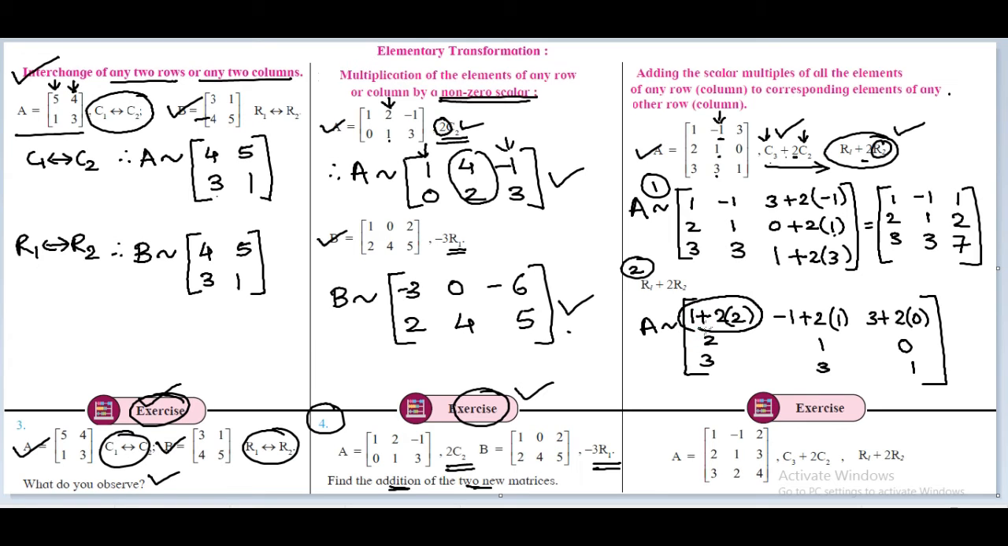So here it will be 5. Here it will be 1. And here it will be 3. I don't have a place to write over here. So you just write down the final matrix. That is 5, 1, 3, 2, 1, 0, 3, 3, 1. Now I have constructed a question for you, a similar type of question.